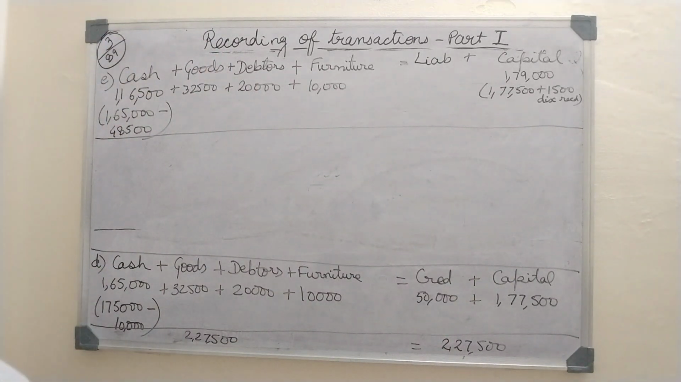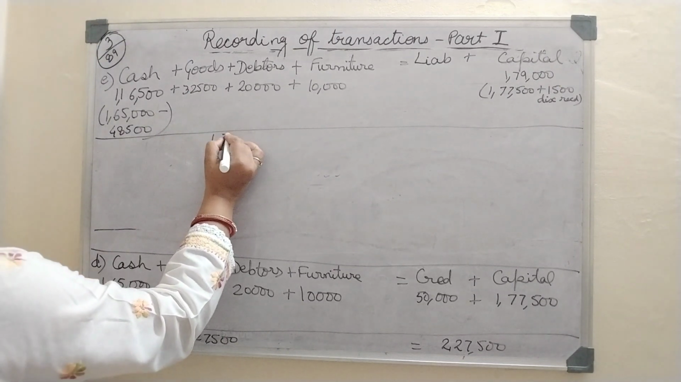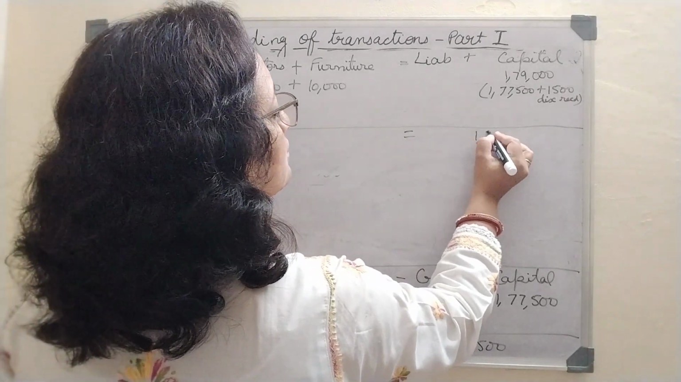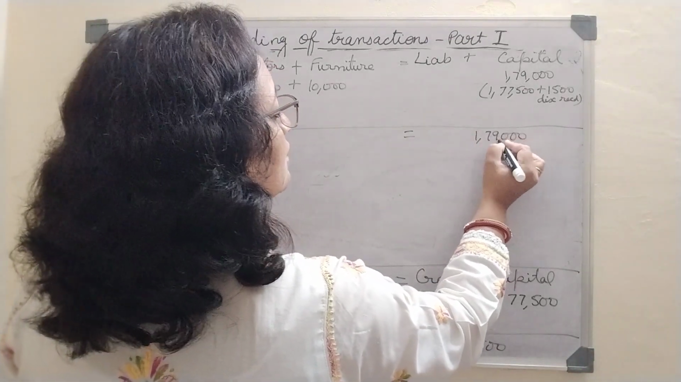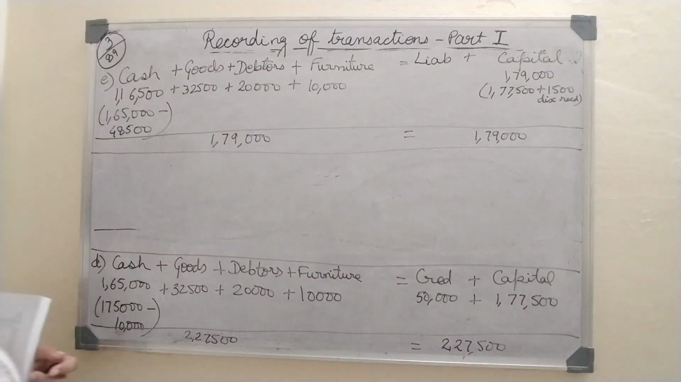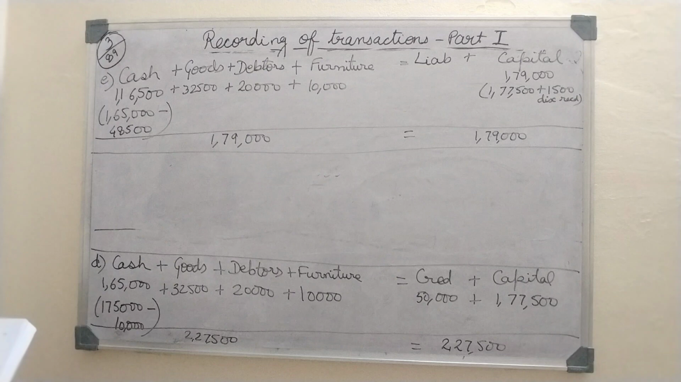So please note it down along with me when I am doing the question. So the total of both the sides now comes to 1,79,000. This is the ultimate effect of this transaction, right?